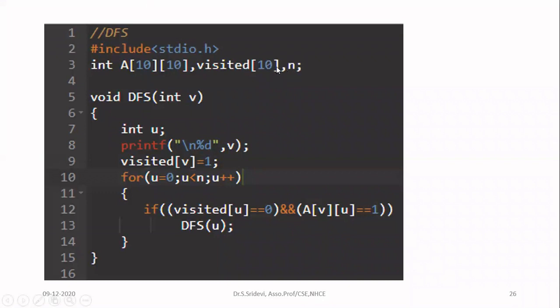And then I am going to have one global variable n, which is going to tell me how many vertices I will have in my graph. So all these 3 are declared as global variable. So when you declare anything as global variable, you can use them in all the functions. No need to pass them as arguments. Now, let us first go to the main function, then we will come to DFS.